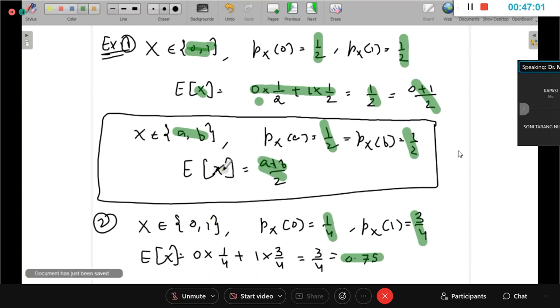And see, you cannot expect the expectation of X to be one of the numbers from the range of X. It may or it may not be. You may many times get a decimal number, and so on.